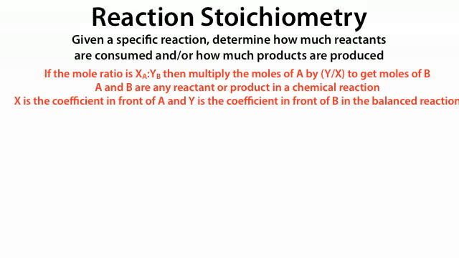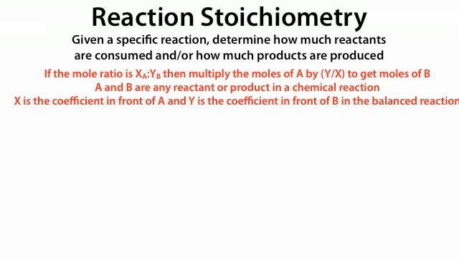This can all be generalized into this statement. If the mole ratio is XA to YB, then multiply the moles of A by Y over X to get the moles of B. A and B are any reactant or product in the chemical reaction. X is the coefficient in front of A in the balanced reaction, and Y is the coefficient in front of B in the balanced reaction. Let's look at an example of how we use this.